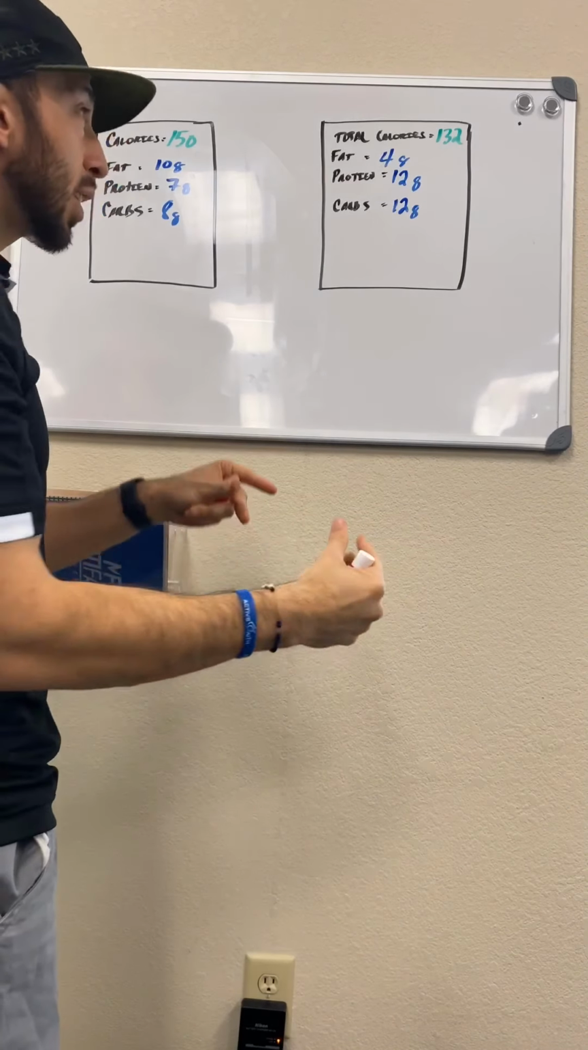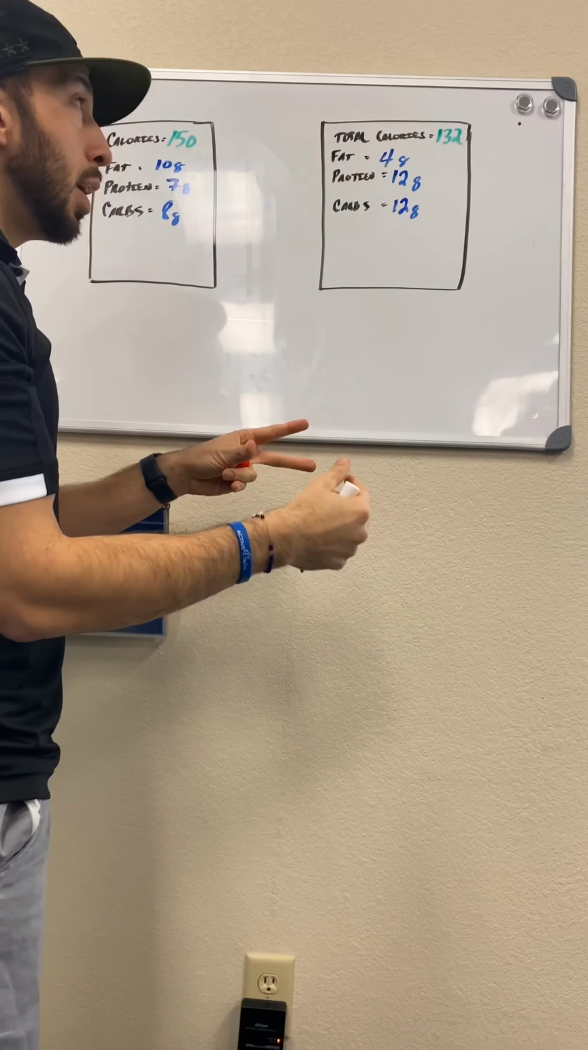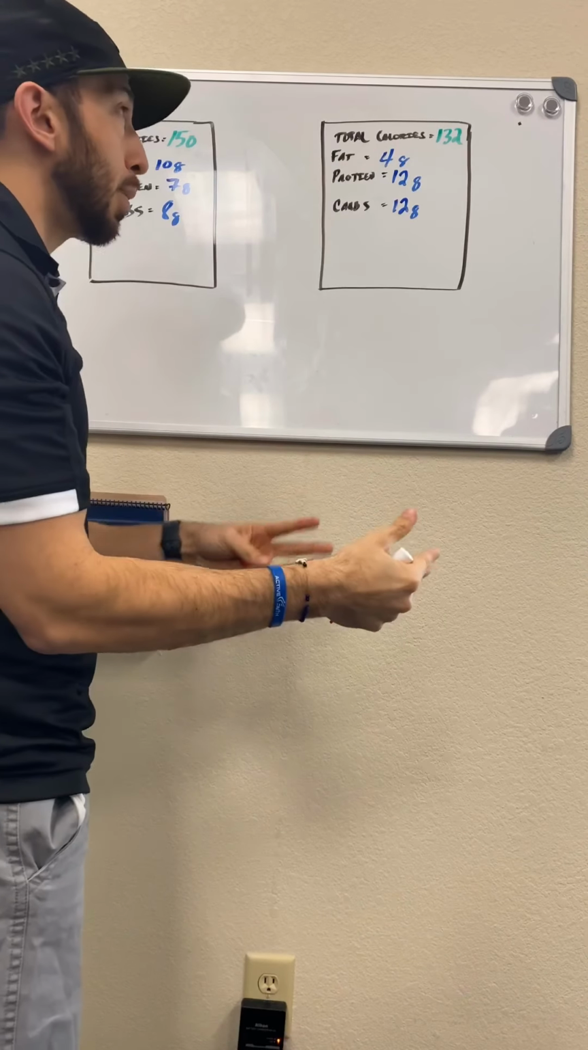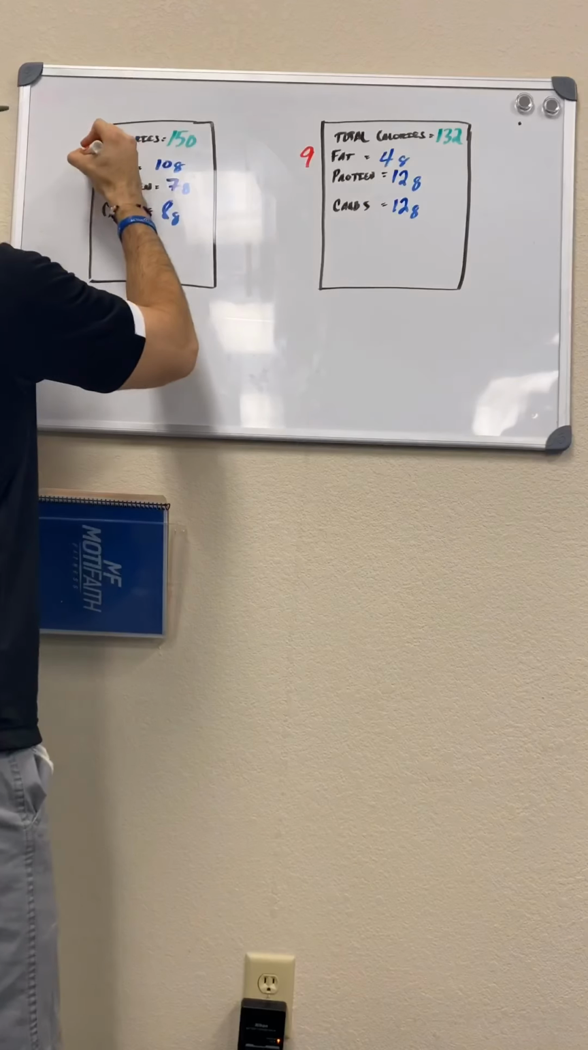All you need to know is that the fat molecule is a lot bigger than the protein and carbohydrate molecule. So it takes up a lot more space in the total amount of calories for that particular product. Fat has 9 calories per gram.